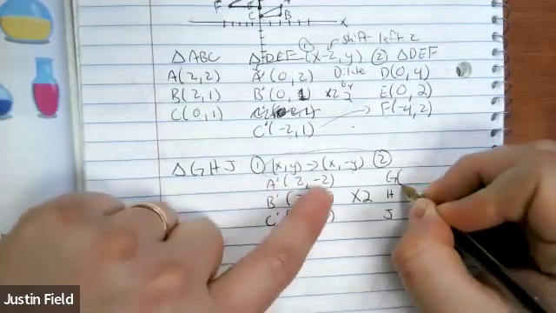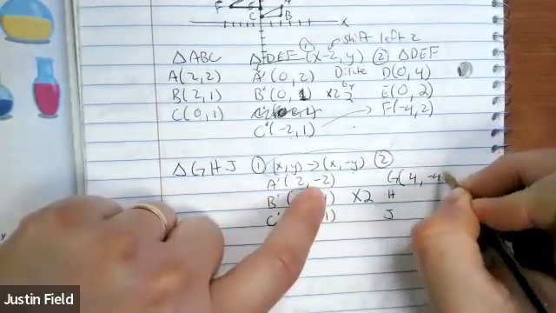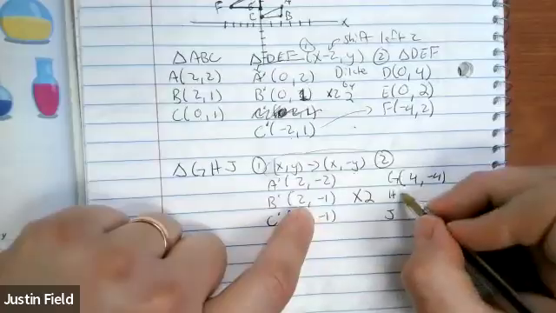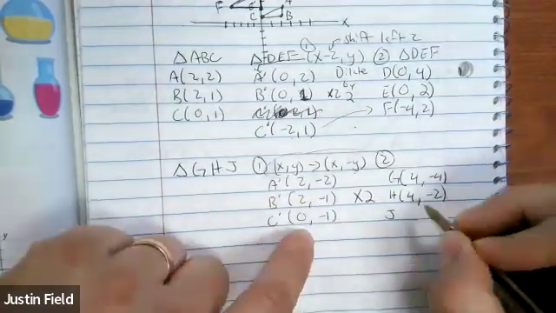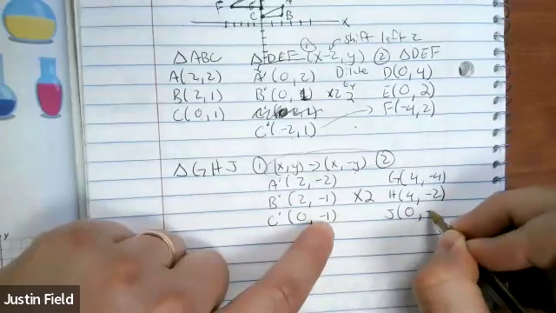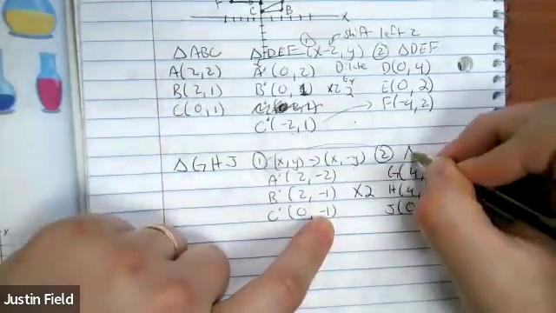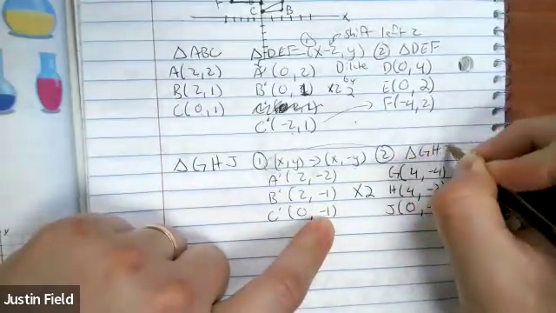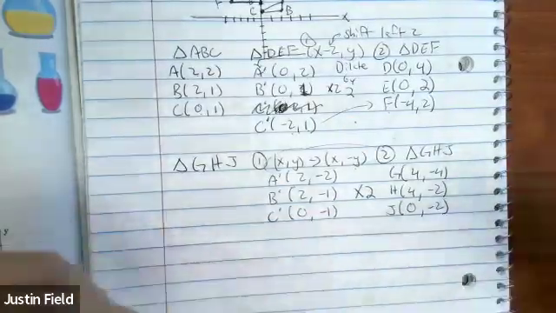So there's going to be 4, -4 after we multiply both of these by 2. This would be 2 times 2 is 4, -1 times 2 is -2. 0 times 2 is 0, and -1 times 2 is -2. So now when I graph this triangle, triangle GHJ, it should be flipped and doubled again.